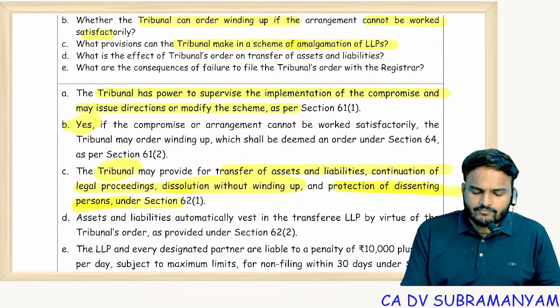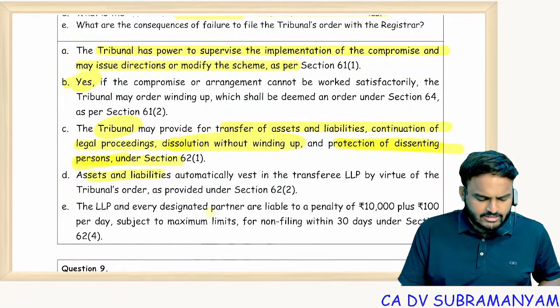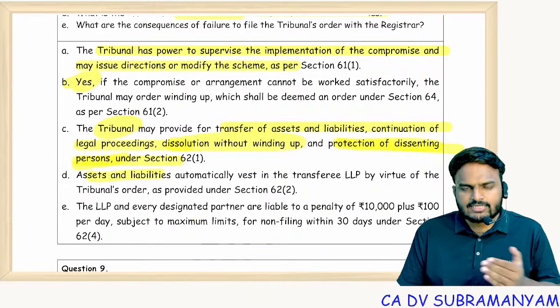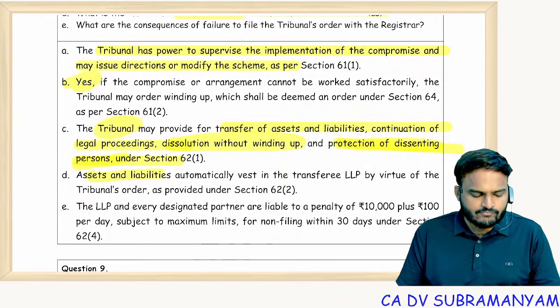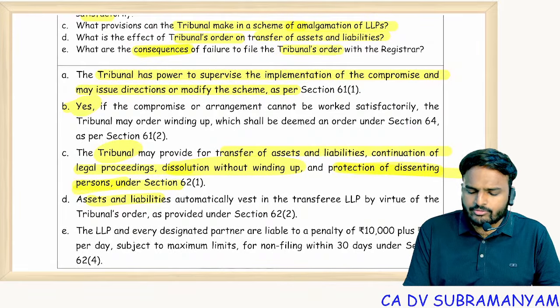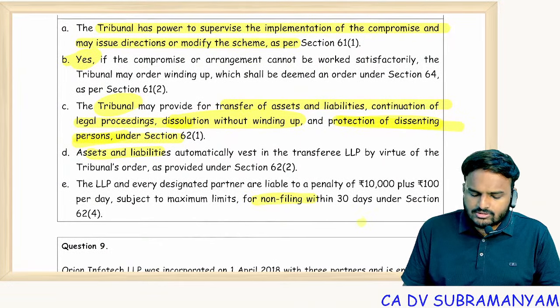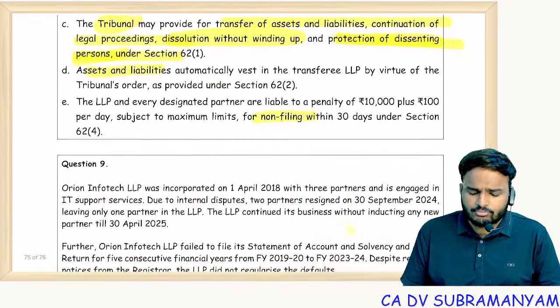What is the effect of the tribunal's order on transfer of assets and liabilities? Automatically, the transferor LLP's assets and liabilities become the assets and liabilities of the transferee LLP automatically. No need of further registrations. What are the consequences of failure to file the tribunal order with ROC? Non-filing of the tribunal order with ROC, the order will not be effective. The order would not be valid, and penalty proceedings will also apply.